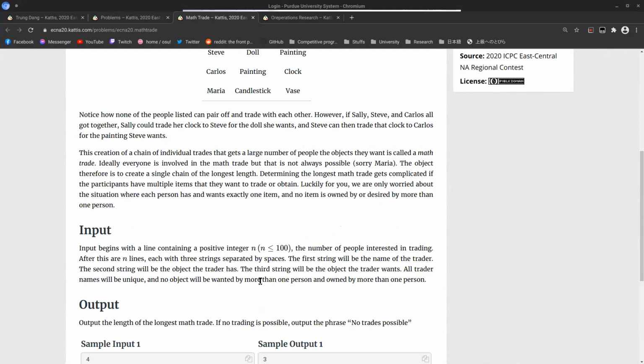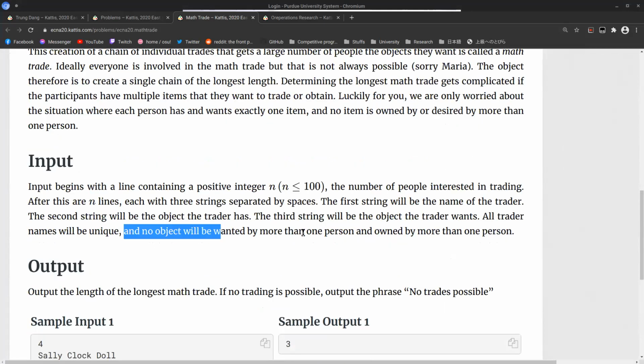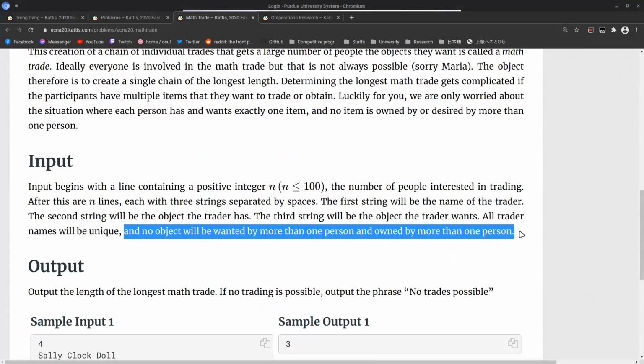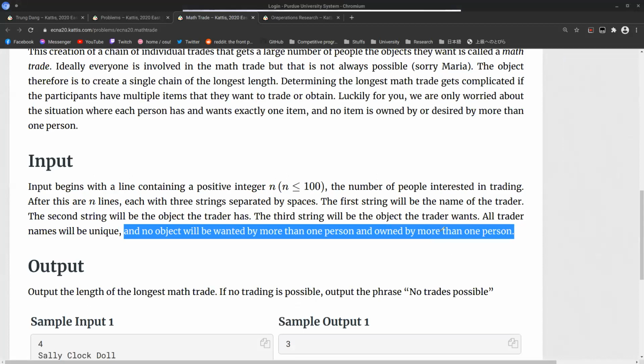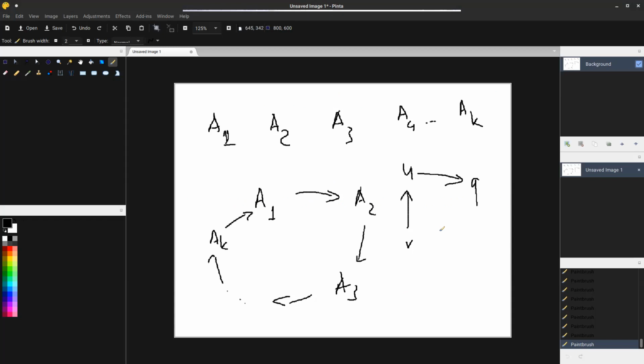What's the condition? The condition is that no object will be wanted by more than one person or owned by more than one person. Cool. So we know that this is a functional graph. For a person U, there's at most one person V that connects to them, and at most one person Q that U connects to, because of this condition. Cool, so it's a functional graph. So we can just DFS on it and find the cycle.